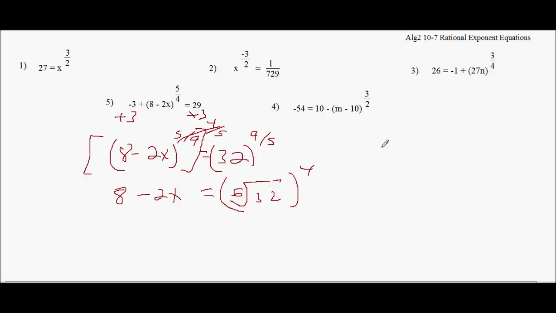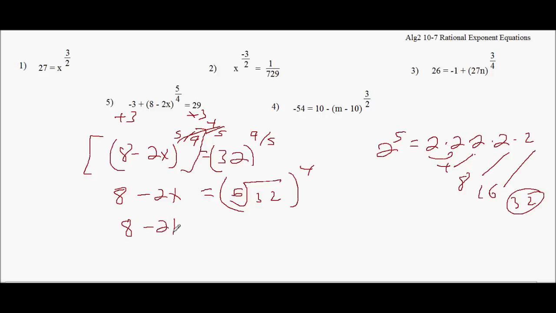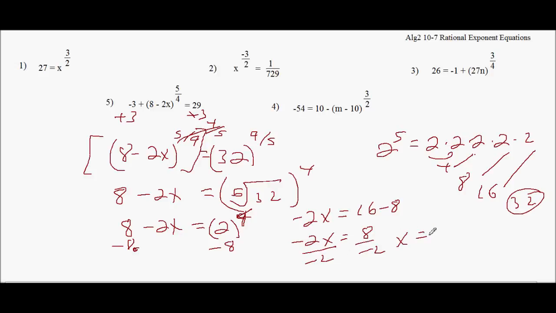Well, the fifth root of 32, I bet you that is 2, because 2 to the 5th. Well, what's 2 times 2 times 2 times 2 times 2? That's 4 times 2 is 8, times 2 is 16, times 2 is 32. Bingo. So 8 minus 2x equals 2 to the 4th power. Remember 2 to the 4th was 16, right? So I subtract 8 from both sides, and I get minus 2x equals 16 minus 8, so minus 2x is equal to 8. Divided by minus 2, x is equal to minus 4.